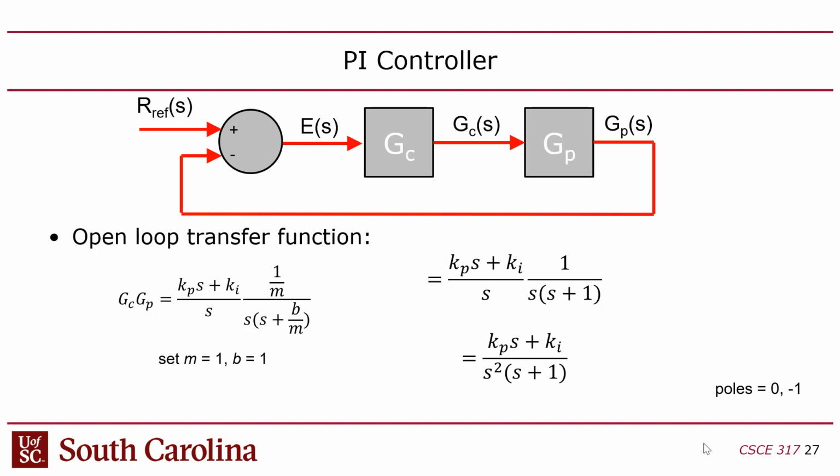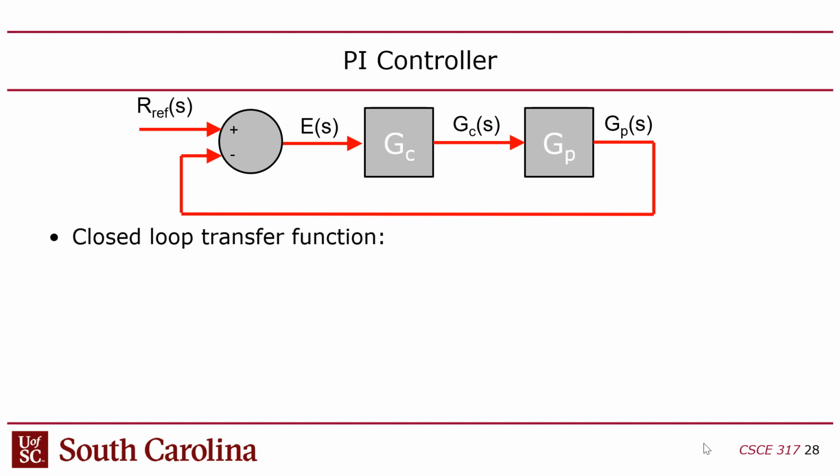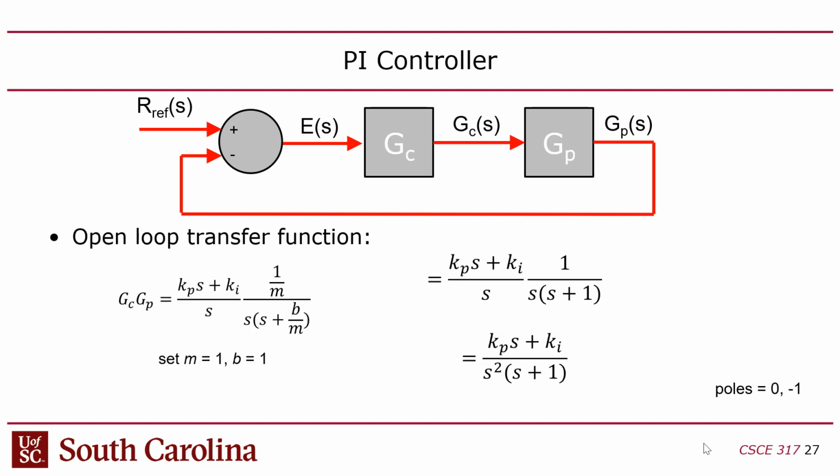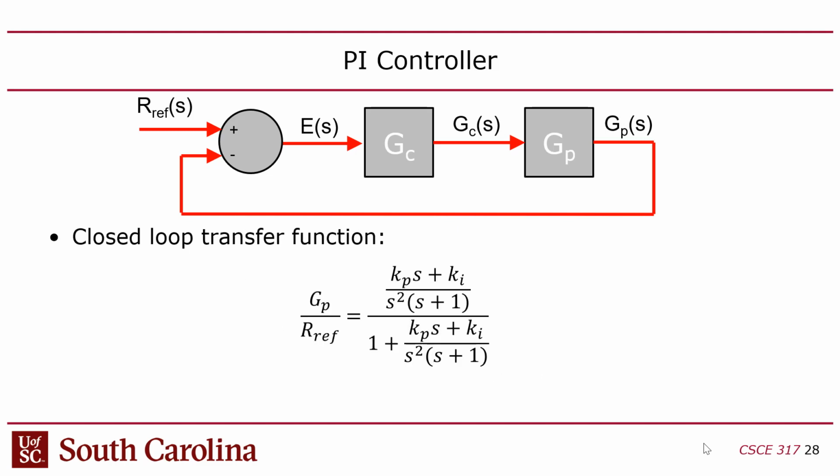Okay, so the poles are at 0 and -1. So that's actually unstable, right? So the open loop transfer function is unstable. What about the closed loop transfer function? Well, the closed loop transfer function is the open loop over 1 plus the open loop.